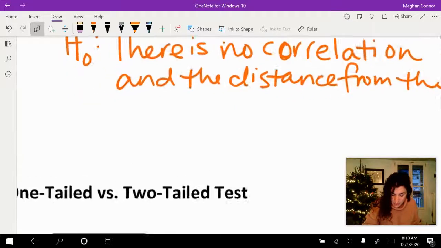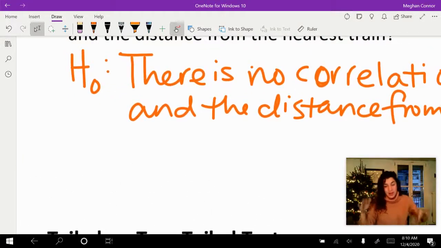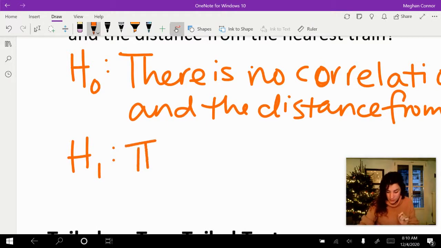Now, the alternative hypothesis here is not that there is a correlation. The alternative hypothesis here is that there is a negative correlation.